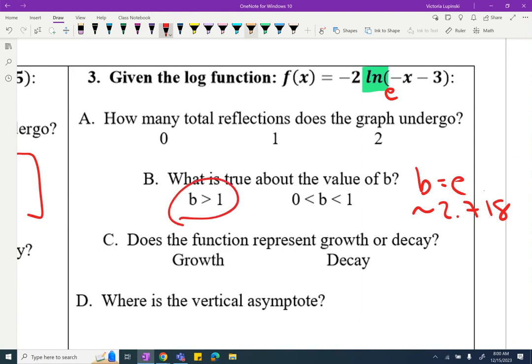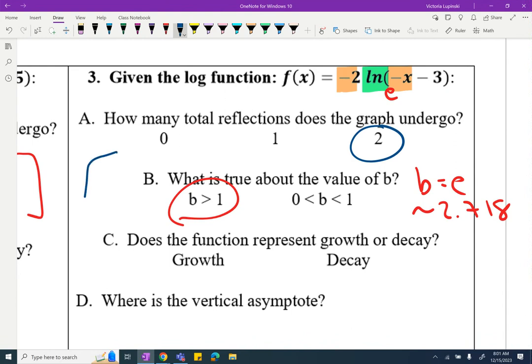Reflections, look out front for x-axis reflections. Look inside for y-axis reflections. How many total reflections does this graph have? 2. Correct. Inside, it's a y-axis.